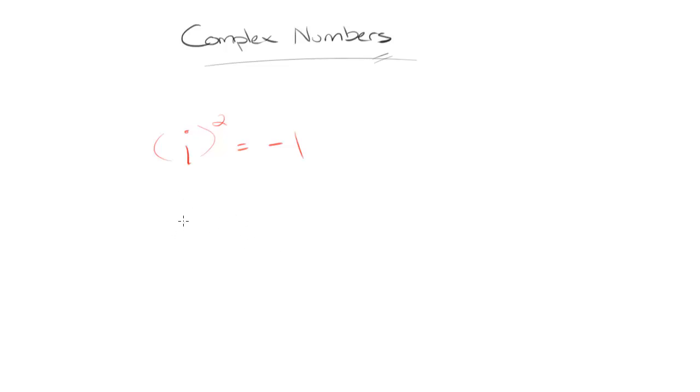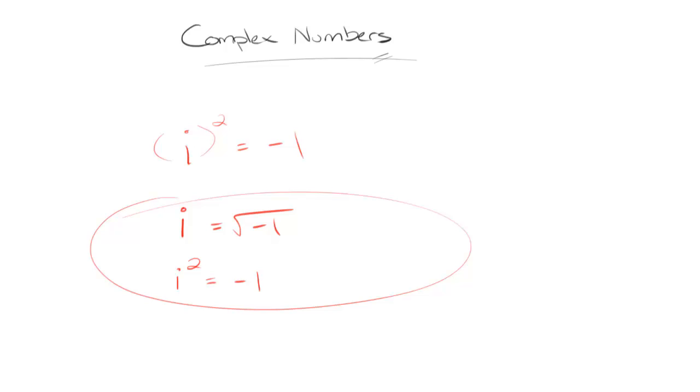But another way of thinking about that is i equals the square root of negative 1. So we have i equals the square root of negative 1, or i squared equals negative 1. The same statement, just written in two different ways. And these are the definition of the imaginary number.